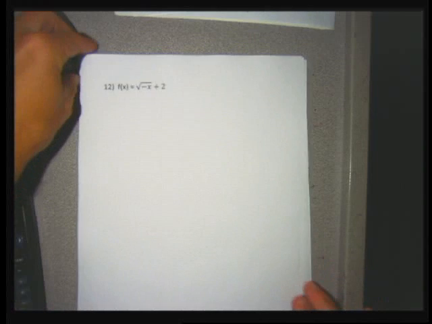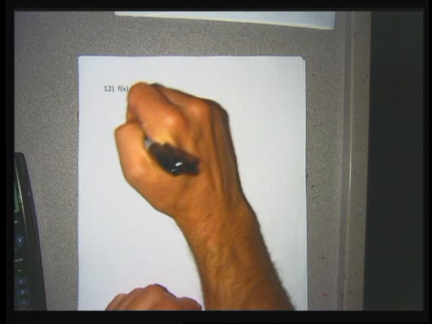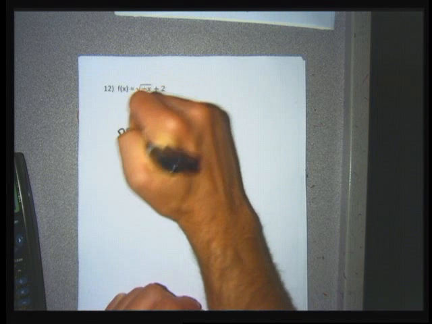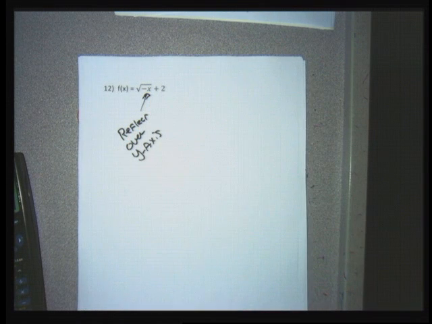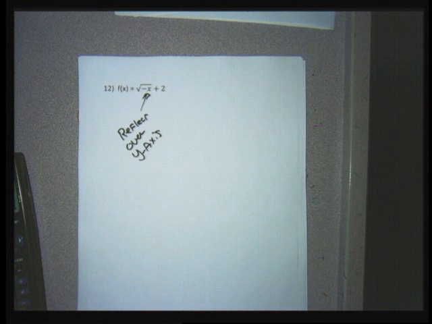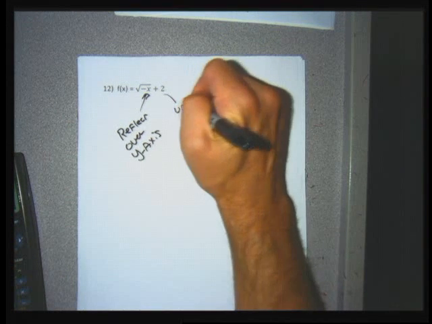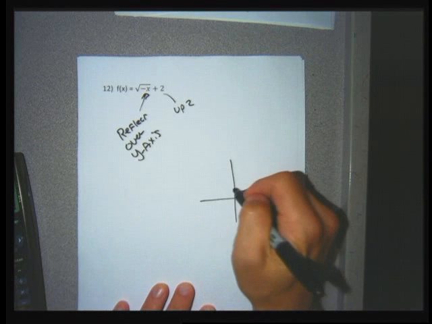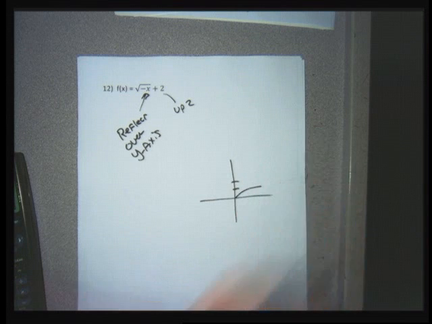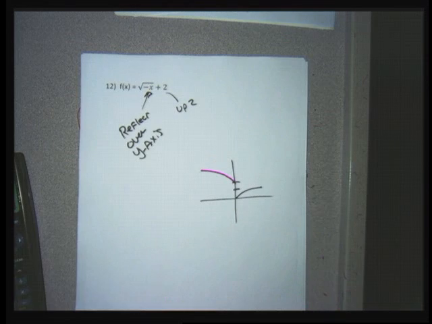Twelve is the first one that has a negative directly in front of the x. This right here is going to reflect over the y-axis. So a negative directly attached to the x flips it over the y-axis. This plus 2 moves it up 2. So in general, a square root of x would look like that. This is going to be moved up 2, and it's going to be reflected over the y-axis. So it should look something like that.